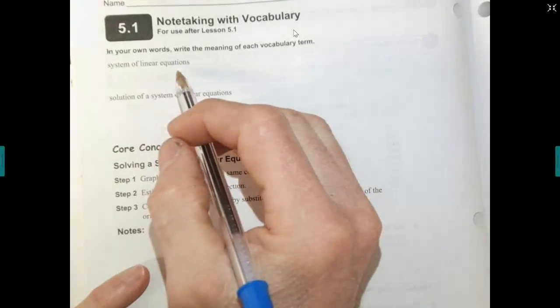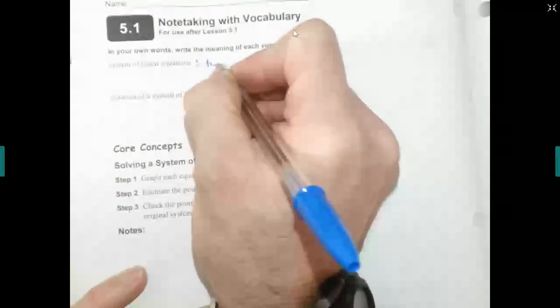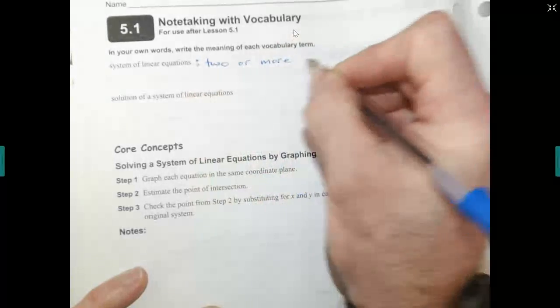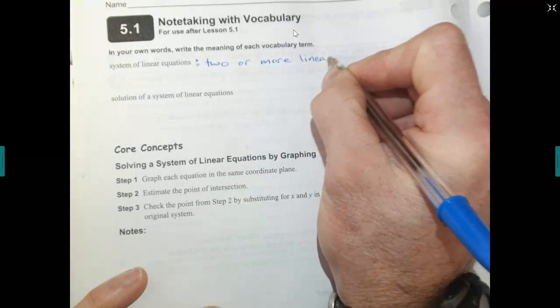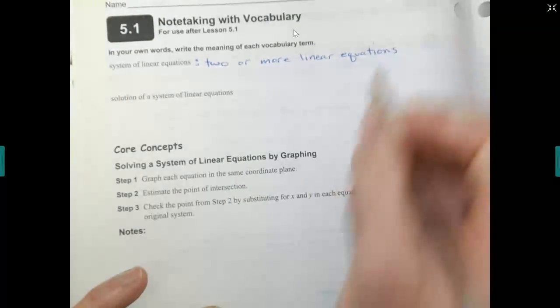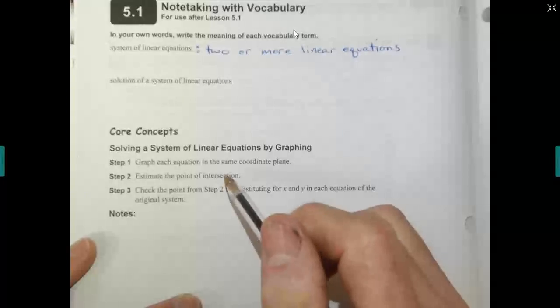Alright, a system of linear equations. That is simply two or more linear equations. That's it. A system of linear equations is simply two or more linear equations.